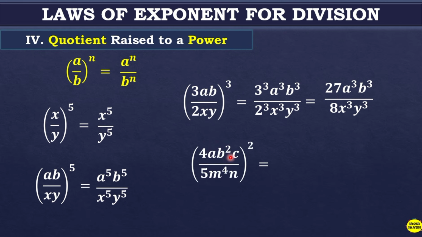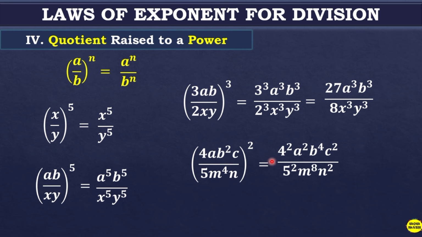Next. So, I have here 4ab squared c over 5m raised to 4n raised to 2. So, paano po natin gagawin ito? Ganun din po. Distribute lang, i-multiply natin itong exponent sa lahat. So, 1 ito, diba? So, 1 times 2, kaya 4 squared. So a squared. Automatic yan. Kapag wala siyang exponent, i-ano nyo na lang po ito. 4 squared, a squared. Ito, meron. So, ita-times natin siya. 2 times 2. Okay, so b raised to 4. And then c squared.